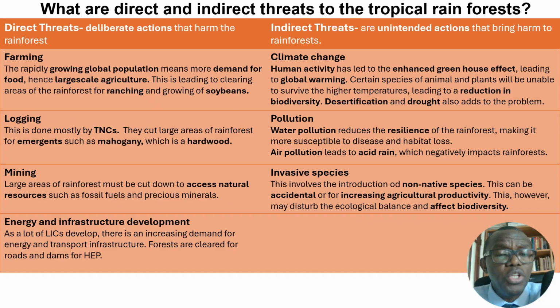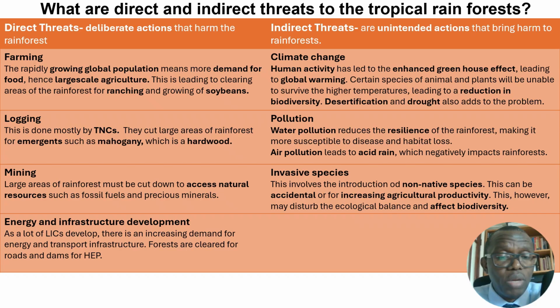Then we have pollution. So we talked about a rapidly growing population. We talked about mining that is taking place in this rainforest. So all this, and logging, is likely to cause water pollution. Now, the water pollution here will reduce the resilience of the trees that are in the rainforest, and that will make them more susceptible to disease, and that will lead to habitat loss. Then we also have air pollution, which then leads to acid rain, and the acid content in that rain will have a negative impact on the rainforest.